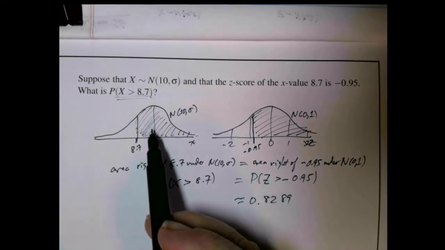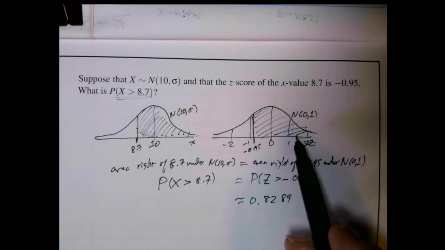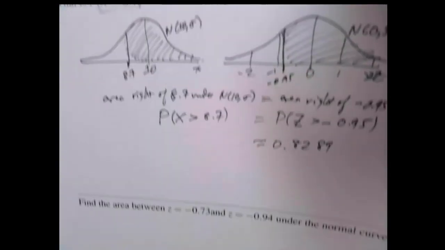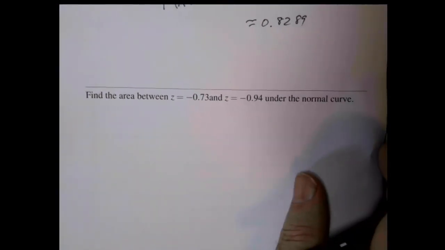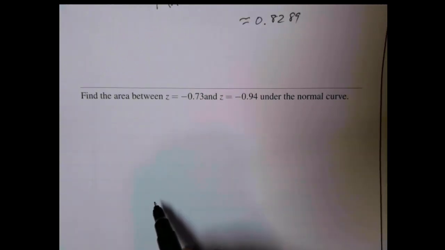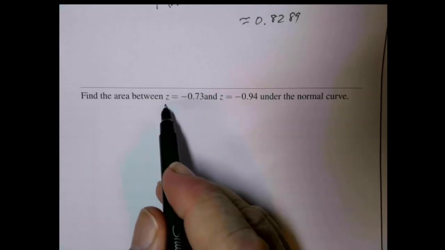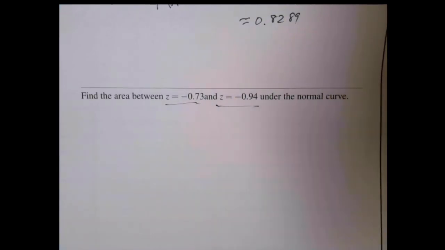Sometimes it is necessary when doing things to transform over to the standard normal to do things. You'll see examples of that, really essential examples of it, a little later in the course. All right, here we're supposed to find the area between z equal negative 0.73 and z equal negative 0.94.